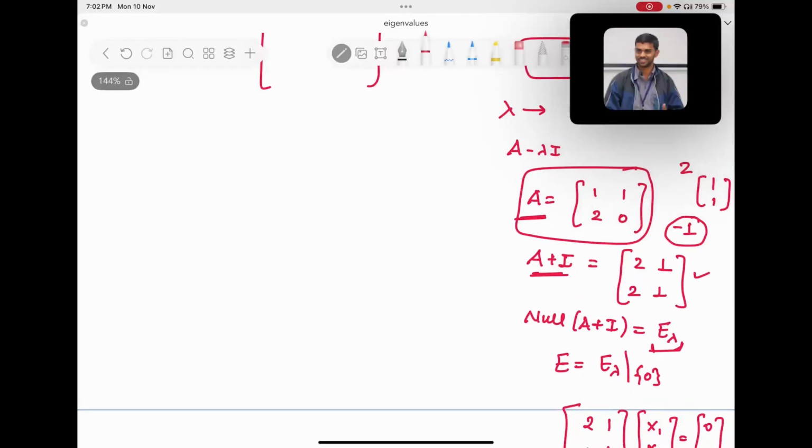right? So the sum of all rows is 2. So 2 is an eigenvalue of this. Now, if you take another lambda, the sum of eigenvalues will be the trace. So this will be 1. So lambda equals -1.